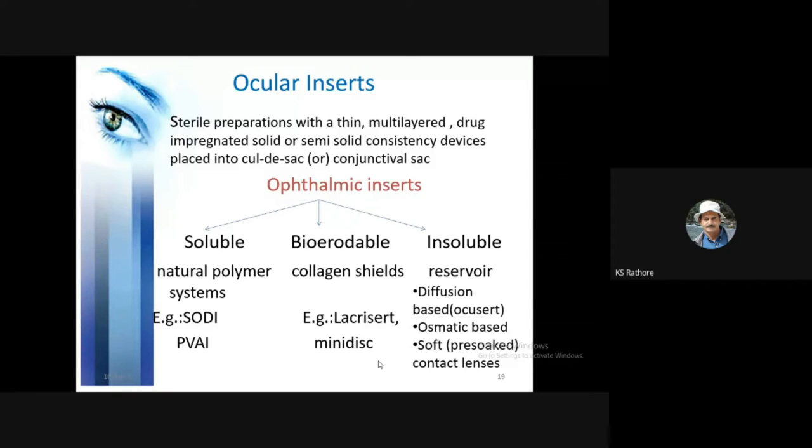When you want to prepare the soluble form of ocular inserts, we use natural polymer systems, soluble ocular drug inserts, and polyvinyl alcohol inserts, PVAI. When we want to prepare bioerodible inserts, we use collagen shields. Examples are Lacrisert and mini disc. An insoluble reservoir insert has to be removed after the total drug is released; the ghost structure is removed from that part. These are diffusion-based, osmotic-based, and pre-soaked soft contact lenses.